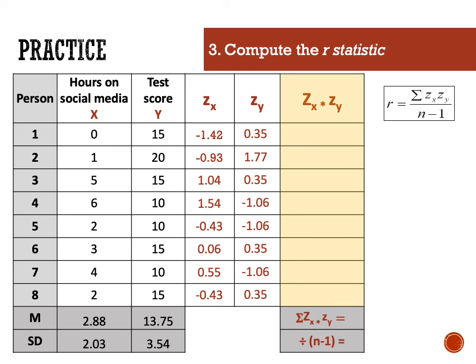Now the next step is to multiply the z-scores together. So again, I'll do the first two rows to demonstrate. For that first person, I'm going to multiply negative 1.42 times 0.35. When I do that, I get negative 0.50.